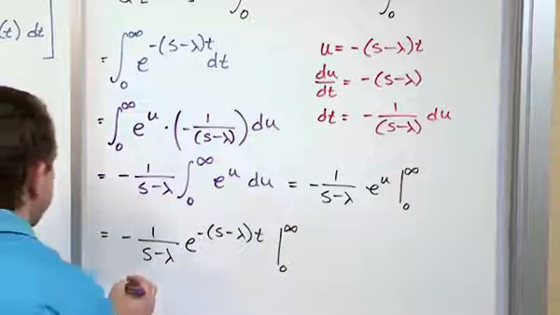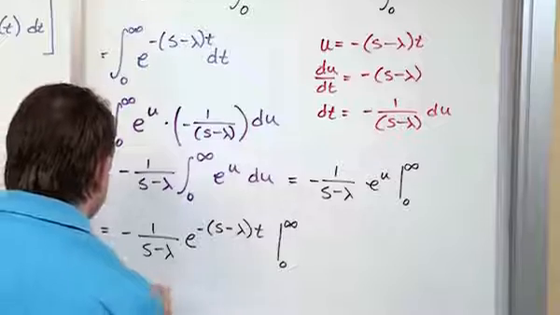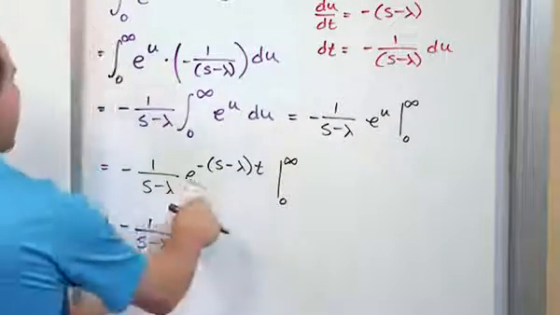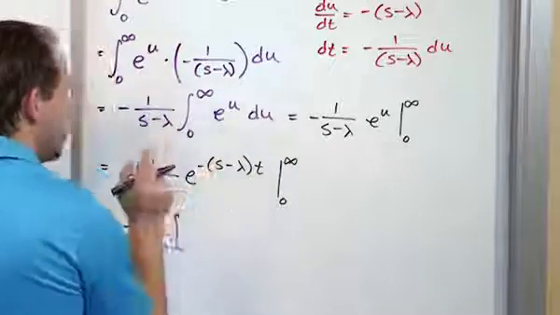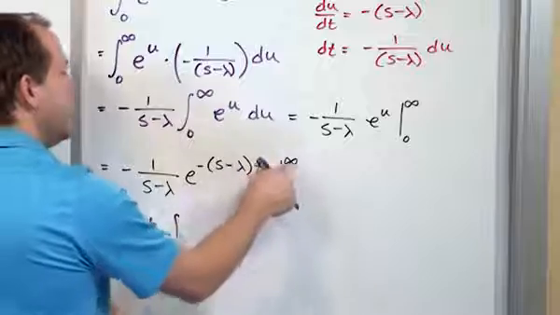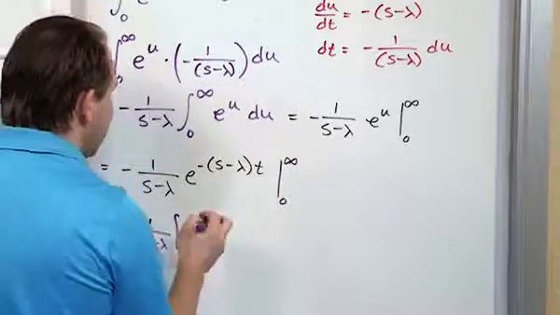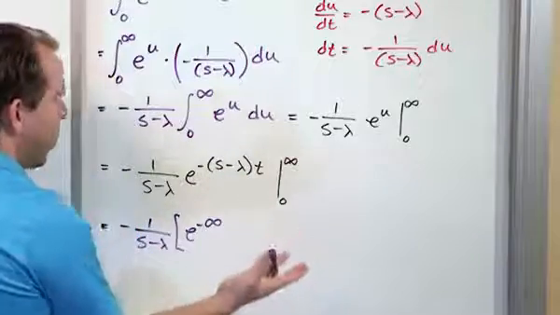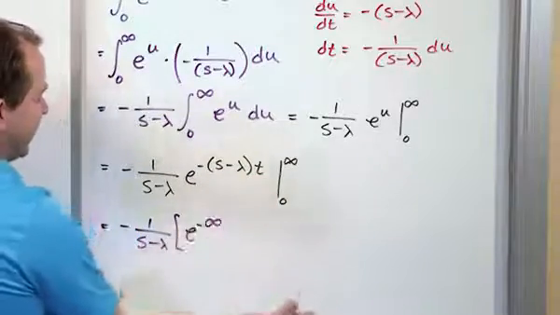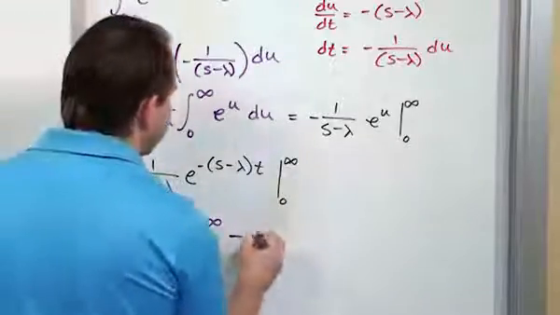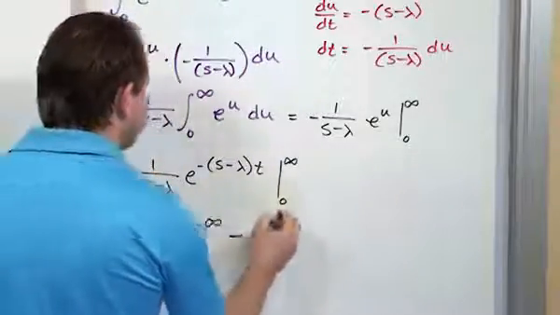And then what I'm going to get is negative 1 over s minus lambda, right? And then we have to apply this in. So what this basically becomes, if you think about it, this is negative s minus lambda times t, and I'm putting infinity in for t. So really it becomes e to the negative infinity. It doesn't matter what s and lambda are. If I put infinity here, it's going to be negative infinity. And then you do a subtraction because you're evaluating the limits, e to the 0 because 0 goes in there.